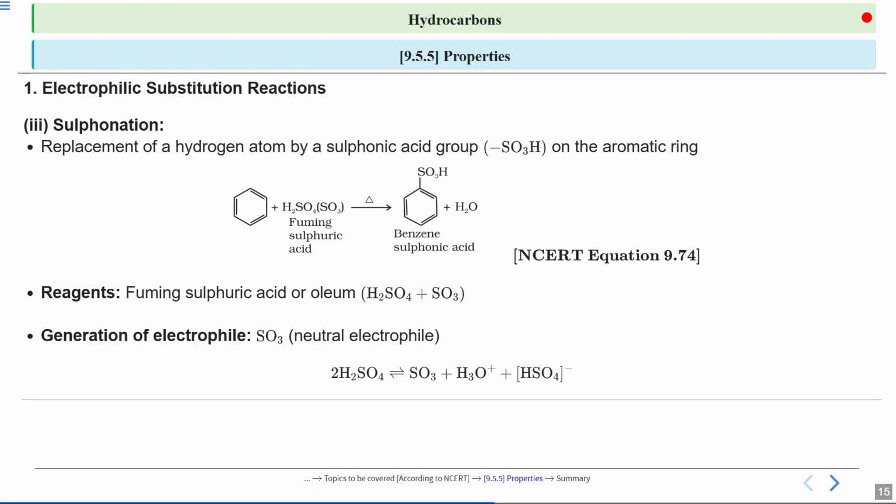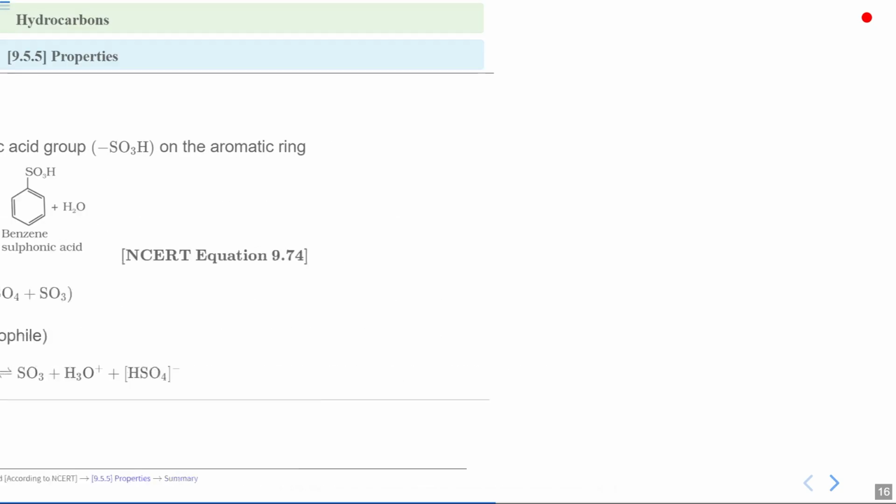So, what is the reaction? The equation shows 2H2SO4 giving SO3, H3O plus and HSO4 minus, which explains how SO3 is produced from sulfuric acid. Two molecules of sulfuric acid interact to generate 1 molecule of SO3, a hydronium ion and a hydrogen sulfate ion, HSO4 minus. This step is crucial because it provides the SO3 needed for the sulfonation reaction.